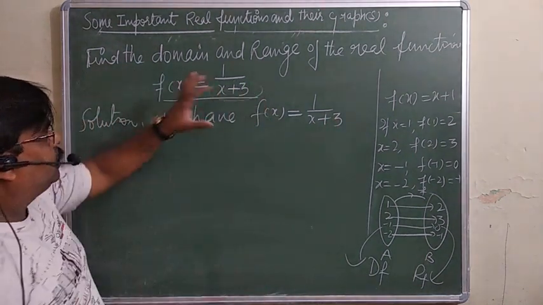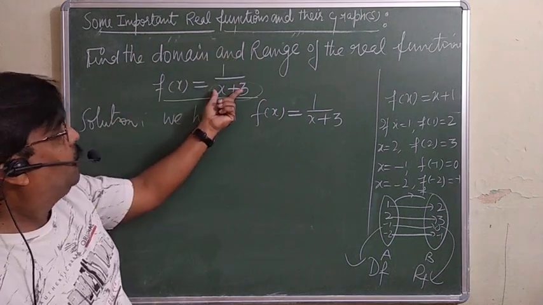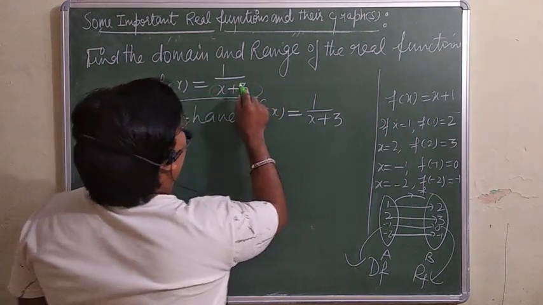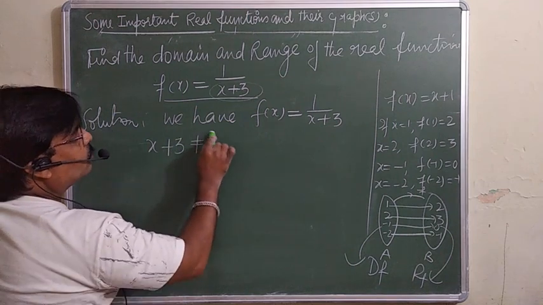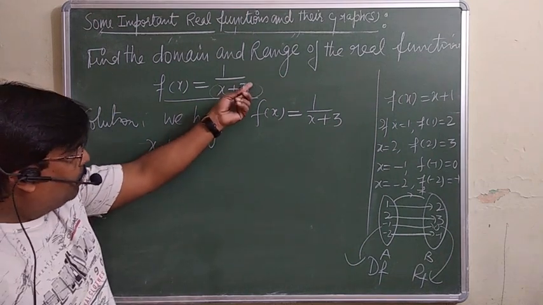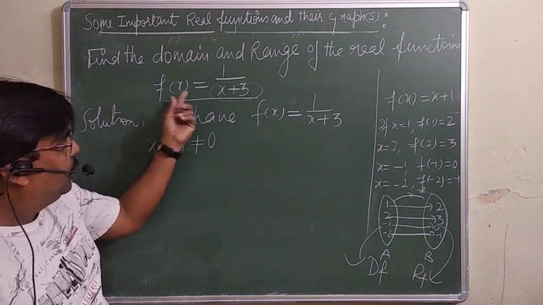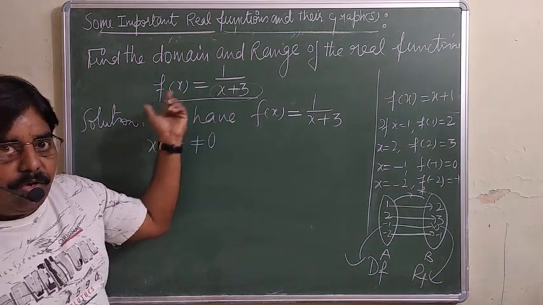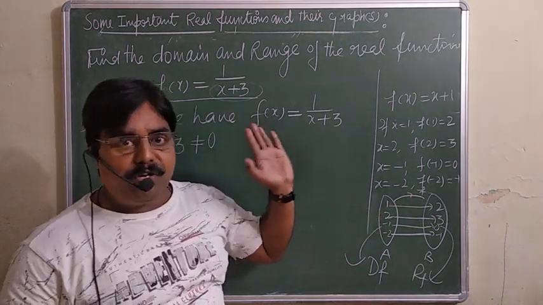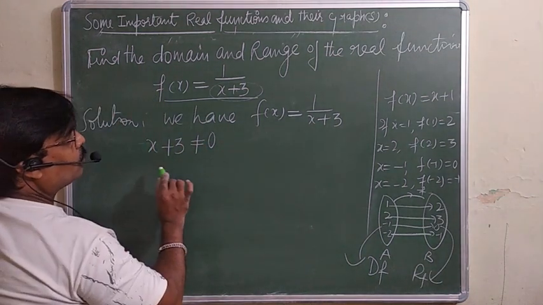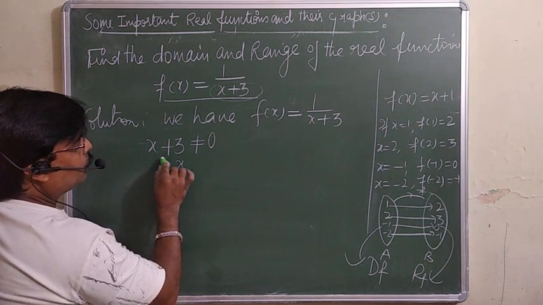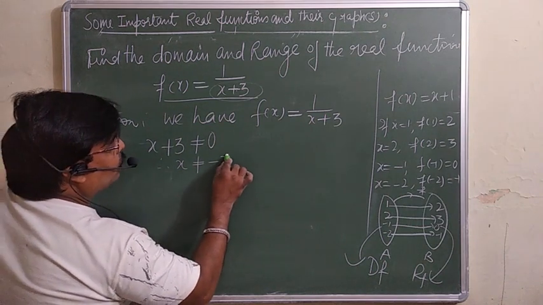Always keep in mind, जब भी रेसिप्रोकल फंक्शन हो, already I told you this denominator cannot be equal to 0. So here this x plus 3 cannot be equal to 0, क्योंकि अगर ये डिनोमिनेटर 0 होता है, you will get infinity, or image of any number cannot be infinity. That is already we discussed. So you can say x is not equal to minus 3.